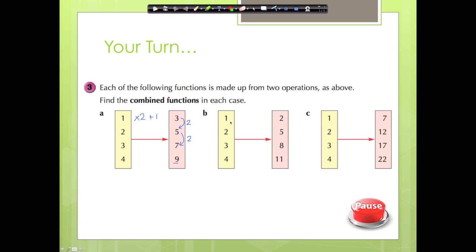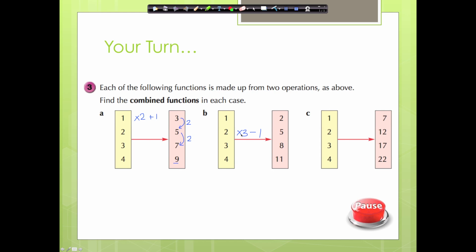Okay, the next one, 1 to 2, 2 to 5, 3 to 8, 4 to 11. There are many things that we can do to get from 1 to 2. Let's have a look at 2 to 5. I can times by 2, add on 1. If I do that for the first one, 1 times 2 is 2, add on 1 gives me 3, so that does not work. If I times it by 3, that will give me 2 times 3 is 6, take away 1 gives me the 5. So we need to check that this works for the other inputs. So let's try it for 3.